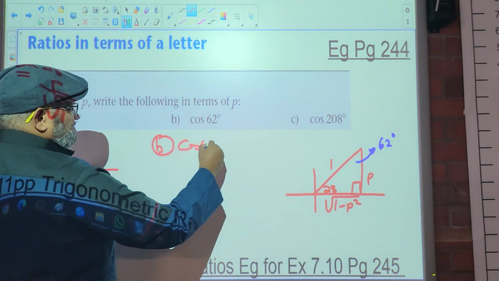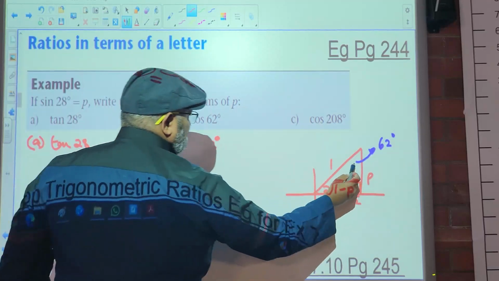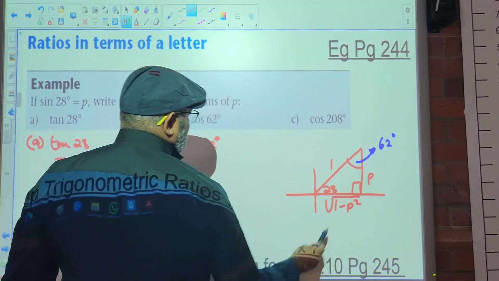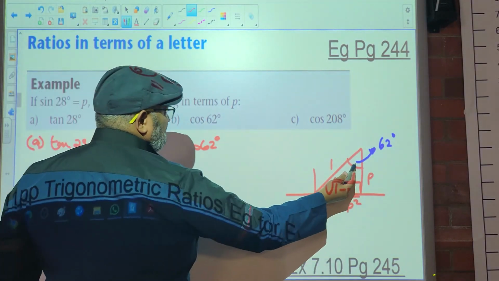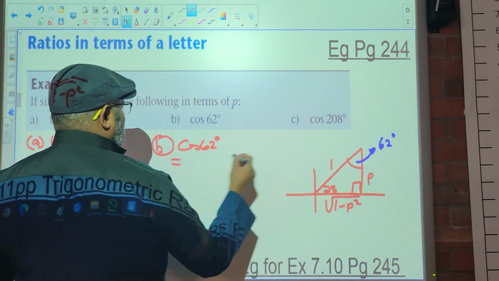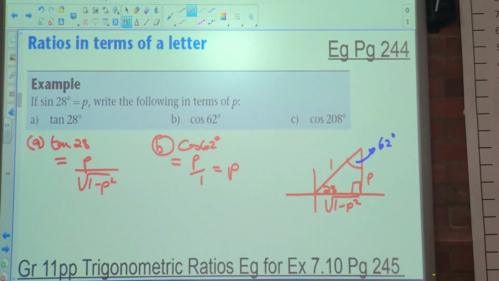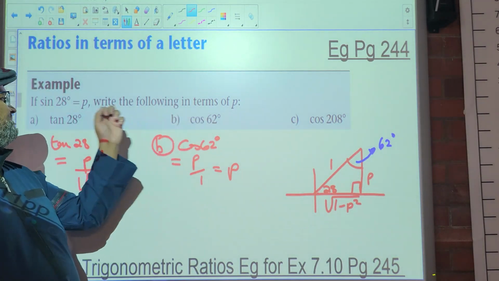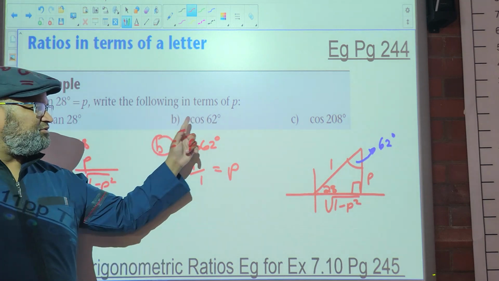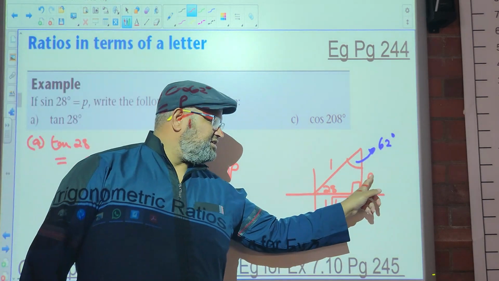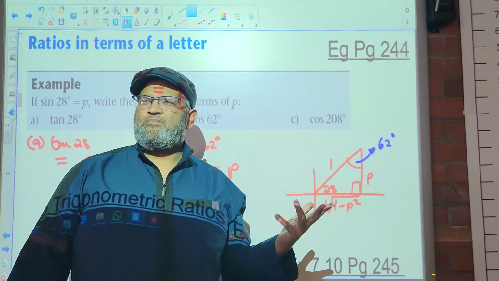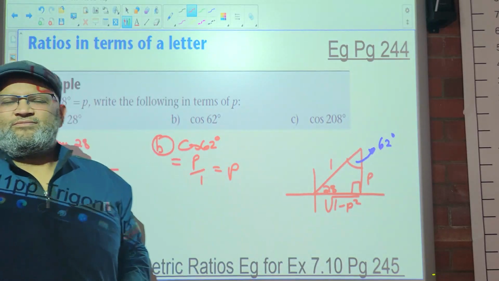Cos of 62. Do we have a 62 degree angle? Yes. So now we're going to say cos. What does cos stand for? Adjacent over hypotenuse. So it's p over 1, which is p. Otherwise you could have said this can be written as cos of 90 minus 28, which becomes sine of 28, and sine of 28 is opposite over hypotenuse, the same thing. You guys understand?